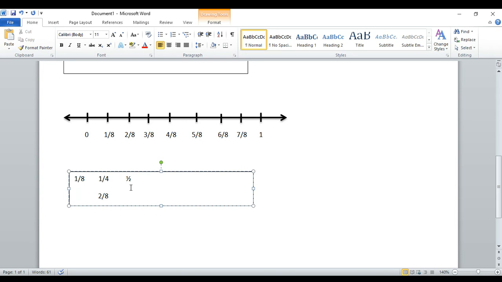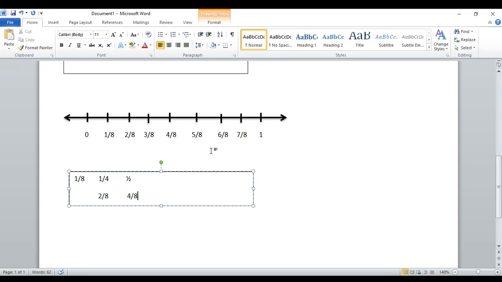And then how many eighths is 1/2? Well, if you're thinking, you could say, oh, well, I know half of 8 is 4. So it would be 4/8. You could also do it by saying, what am I going to multiply the 2 times to get 8? Well, I would multiply 2 times 4 and get 8. So I have to multiply 1 times 4 and get 4, and see it's the same number. So then you're going to fill that one in. And then we have to graph them.